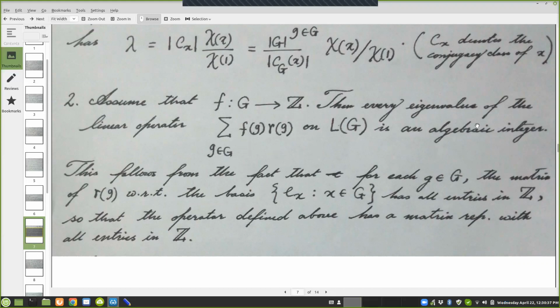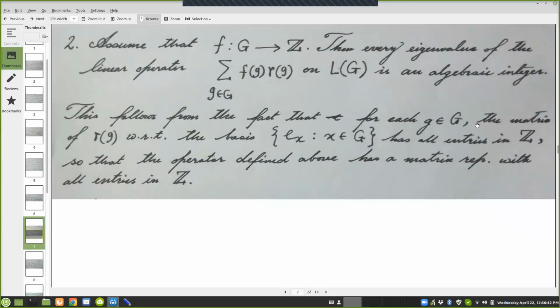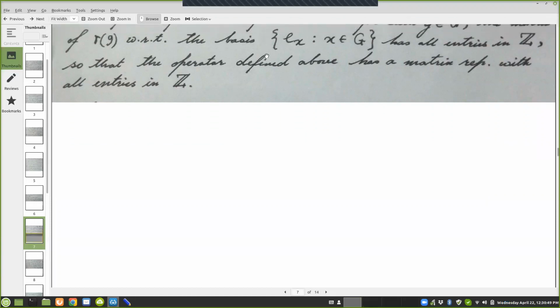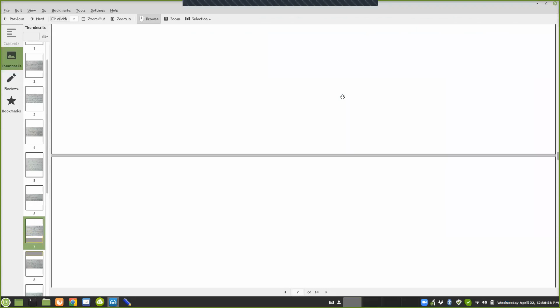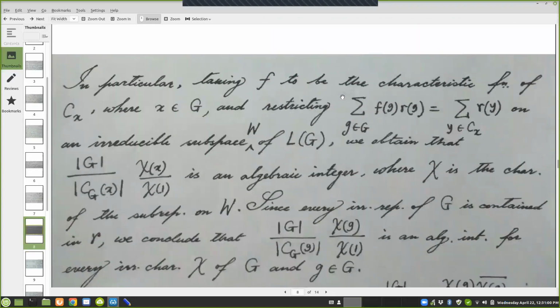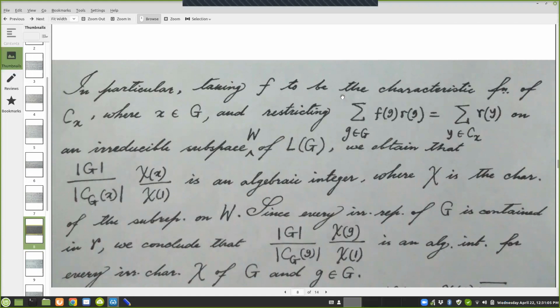Now we will consider a special case of this. Again, just let me remind you that this is for any function that takes values in Z. Now, in particular, if we take f to be the characteristic function of the conjugacy class, then this operator turns out to be this.